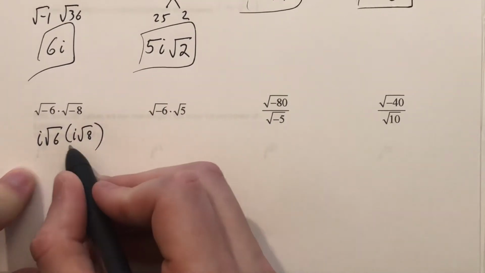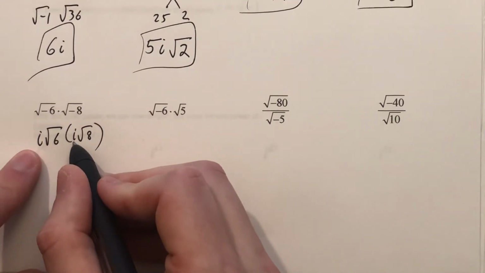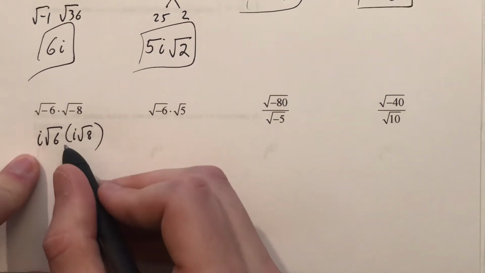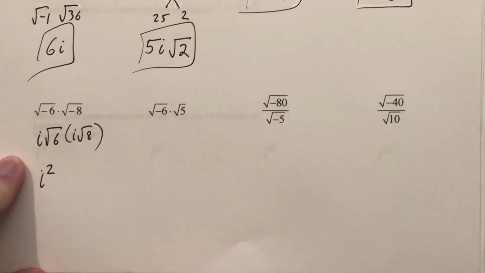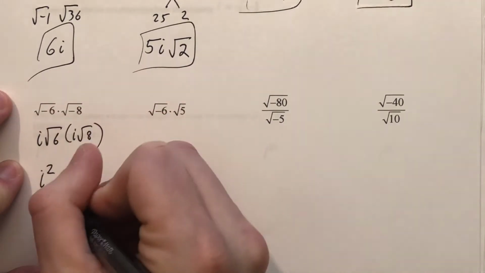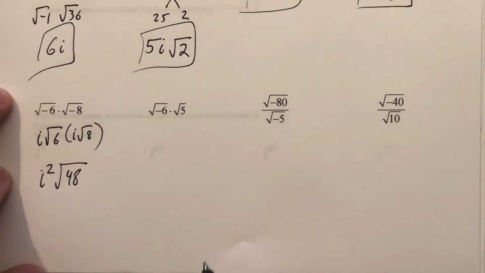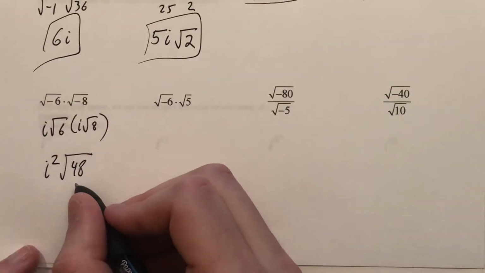Now, if I multiply these, I've got this i and i on the outside. Well, think of it like it was any other letter. If this was x, x times x is x squared. Let's write i squared here and then come back to that. Now, the square root of 6 and 8 would be multiplied together to give me the square root of 48. Let's go ahead and look at 48.